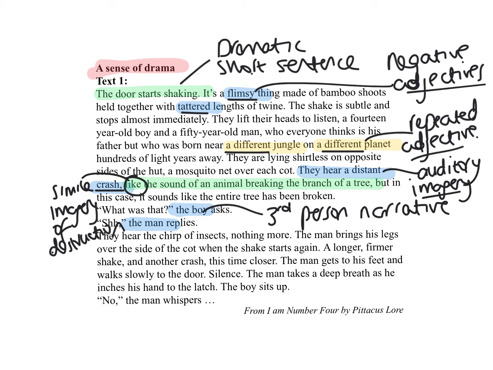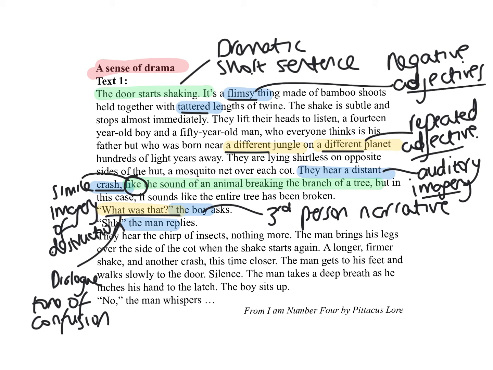Then we have our first piece of dialogue. "What was that?" The boy asks. Now be careful, this dialogue is not a rhetorical question, because of course the boy is expecting an answer. He doesn't know what it was. So that dialogue creates a tone of confusion as the boy tries to figure out what is going on, what is happening to them.